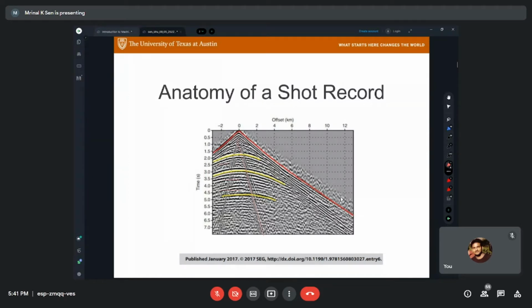And then you have all of these critical reflections, post-critical reflections, or turning rays. And these, in standard seismic processing, what you would do is you would just mute this part and only focus on the reflection. And by doing that, you are actually throwing away some very, very important information. And I'll tell you why.